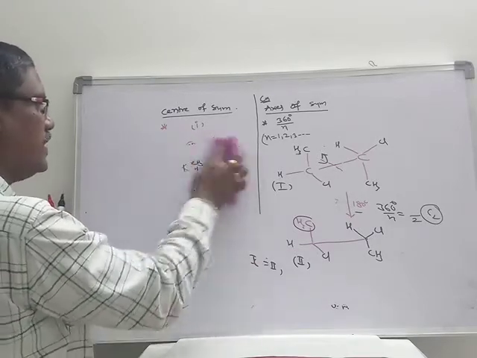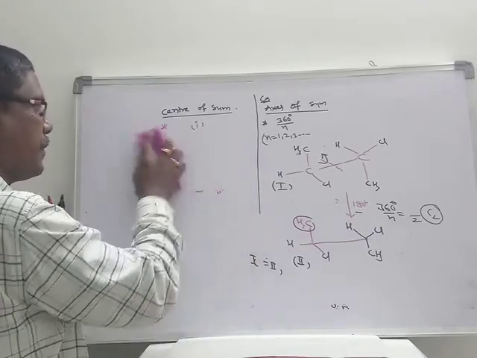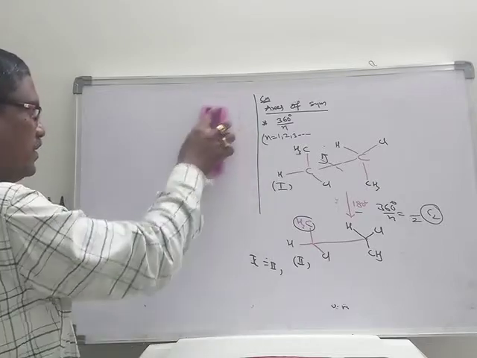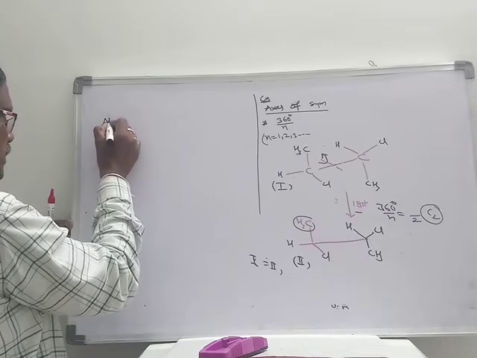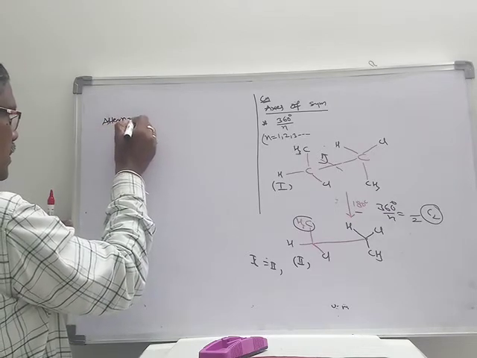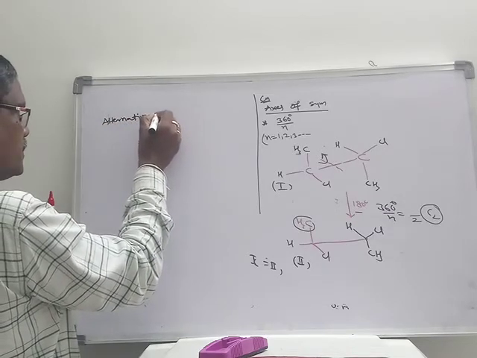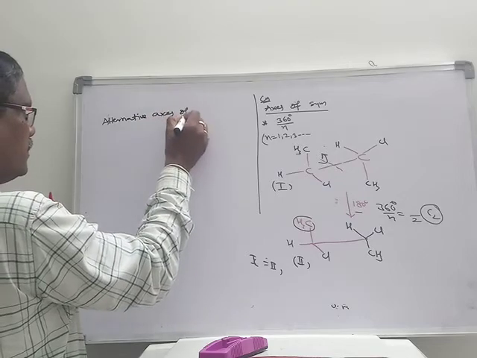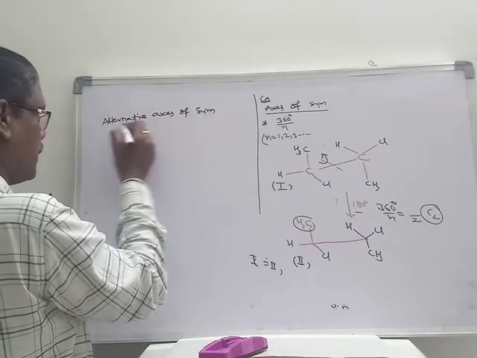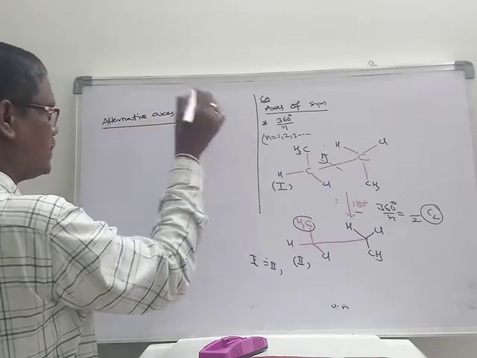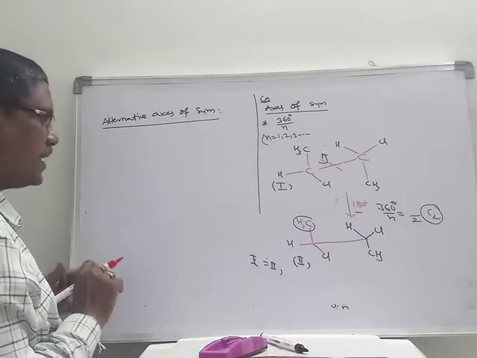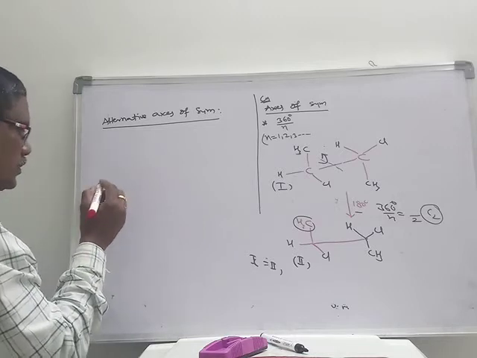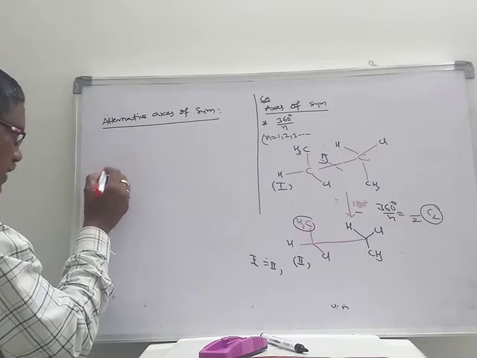Next one, after this, is the alternating axis of symmetry. Here alternating axis of symmetry means, observe this one.